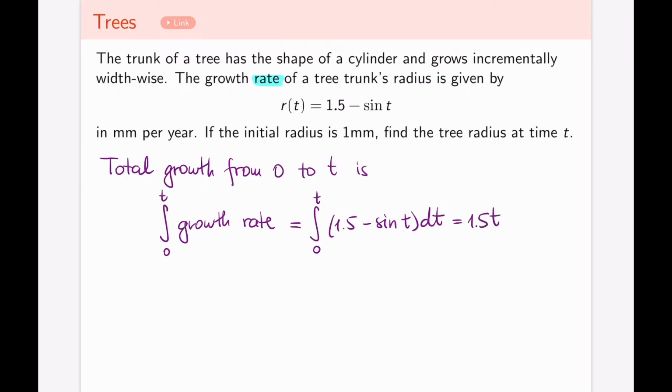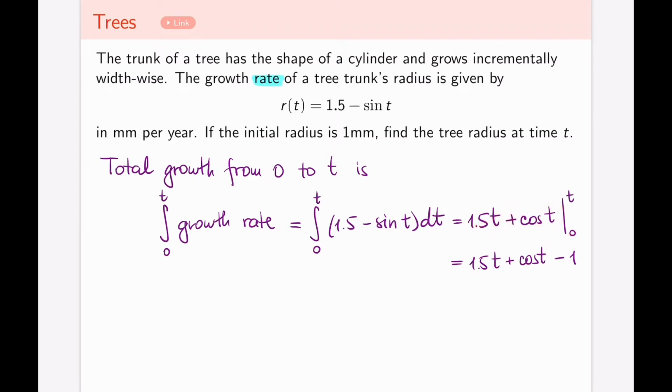So I'm going to have 1.5t. The antiderivative of sine is negative cosine, so I'm going to get negative of a negative cosine, and therefore plus cosine of t to be computed between 0 and t. So what am I going to get all together? If I compute this number, I am going to get 1.5t plus cosine of t minus 1. So notice when I plug in 0 into here, I'm going to get a 0, whereas cosine of 0 is actually negative 1.